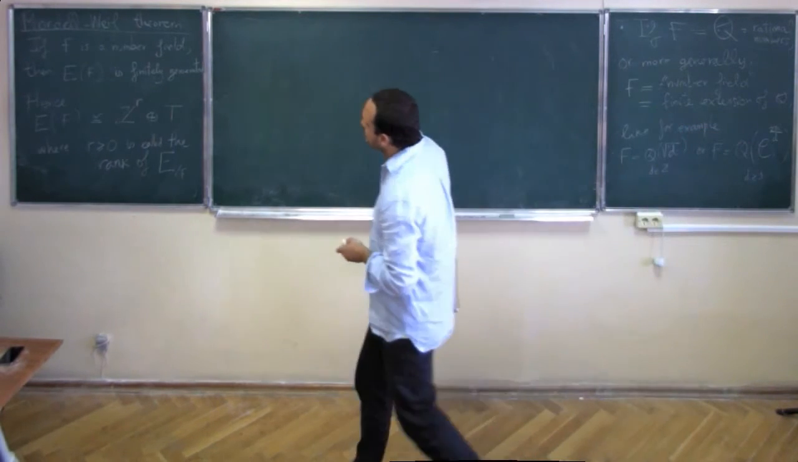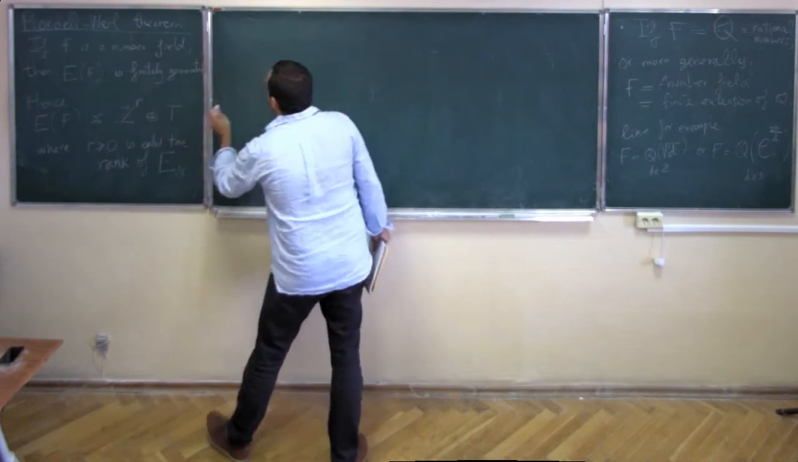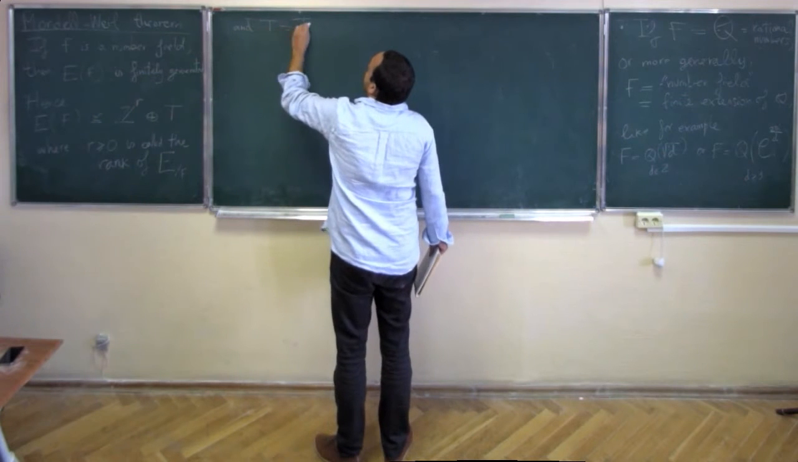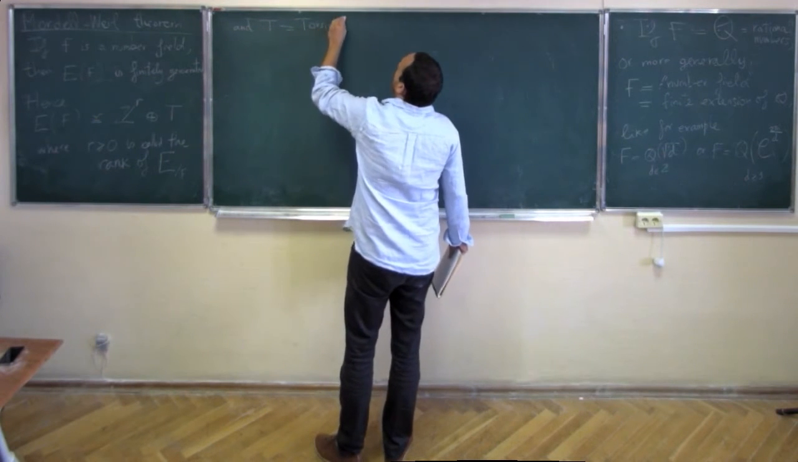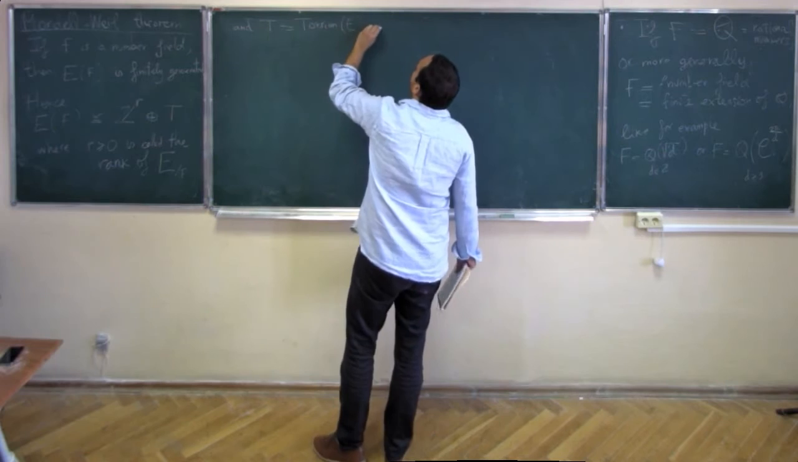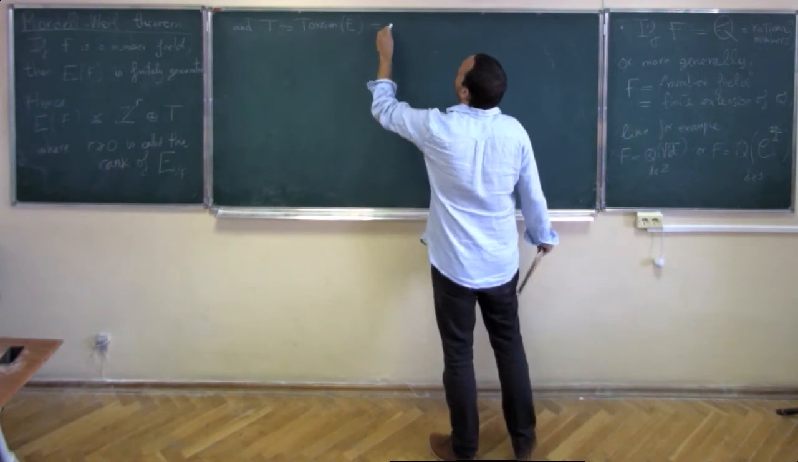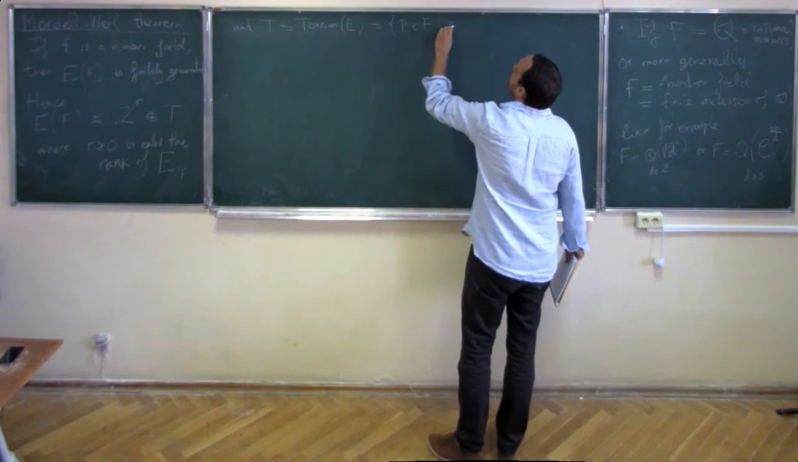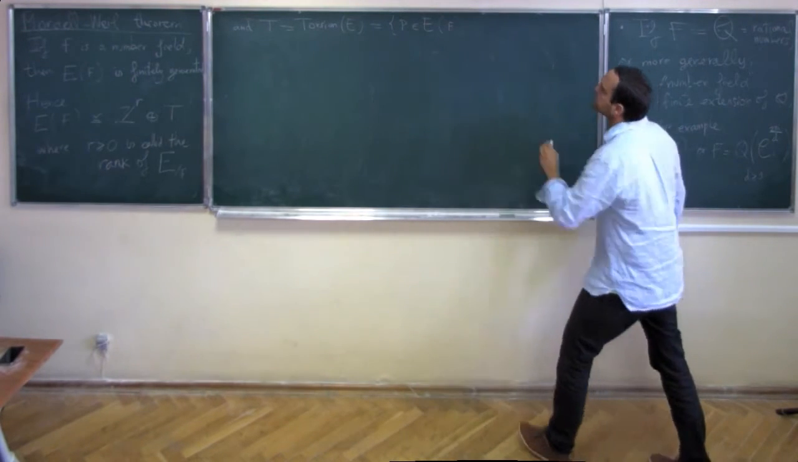So this is this r, and T is what we call the torsion of E. And these are just the torsion points on the Mordell-Weil group, on the group of rational points.